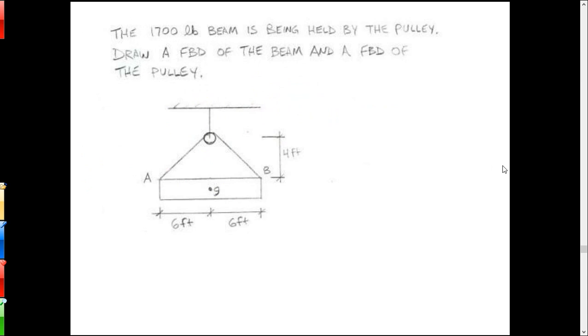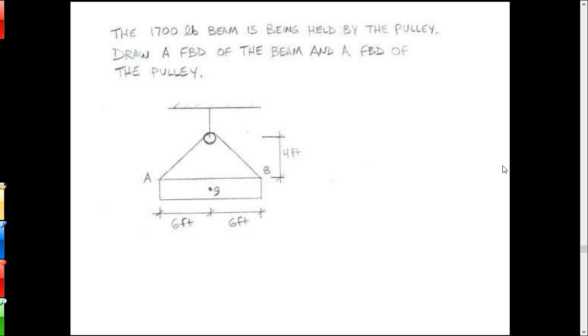All right, on this one, I've got a 1,700-pound beam. Draw a free body diagram of the beam and a free body diagram of the pulley. So 2 free body diagrams there. So why don't you pause and then give it a run and then have a look.